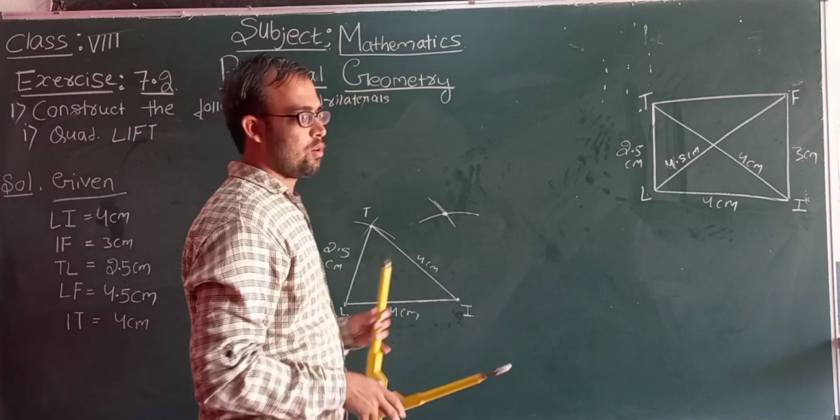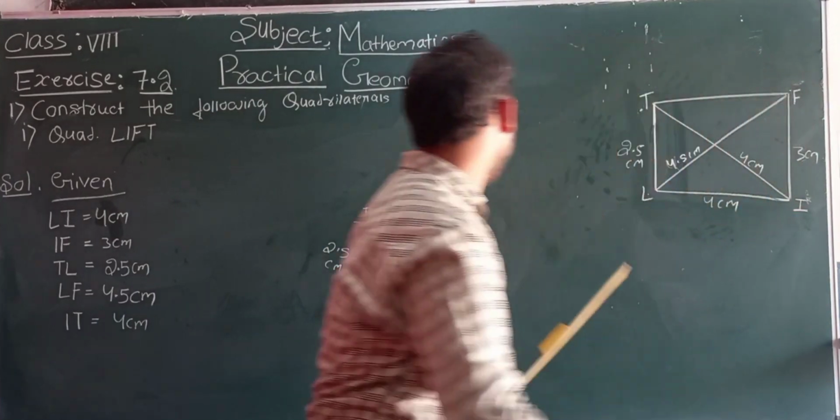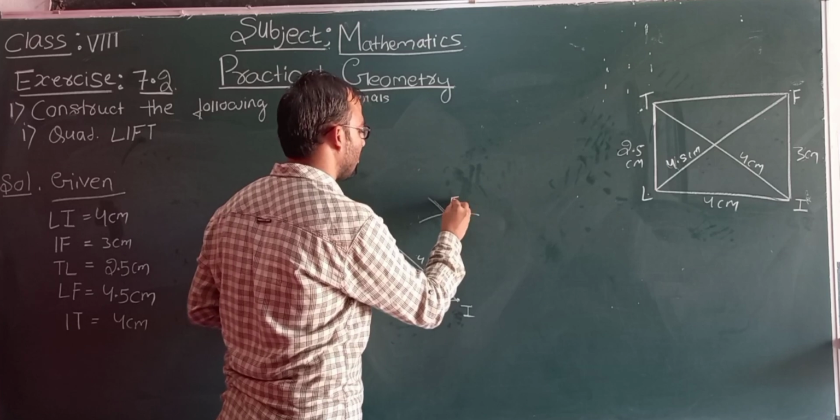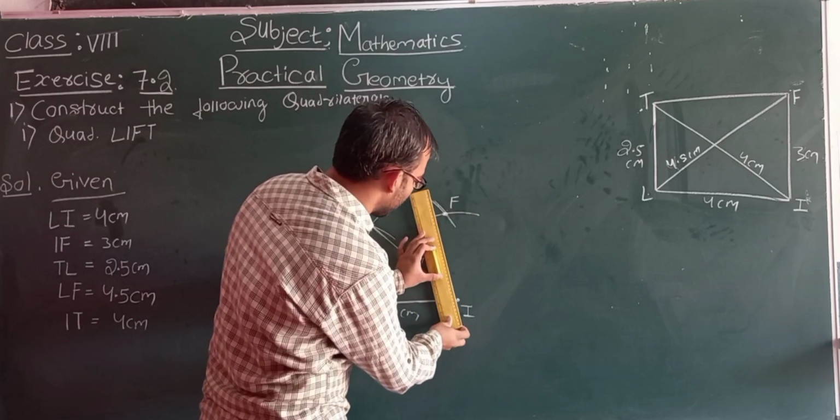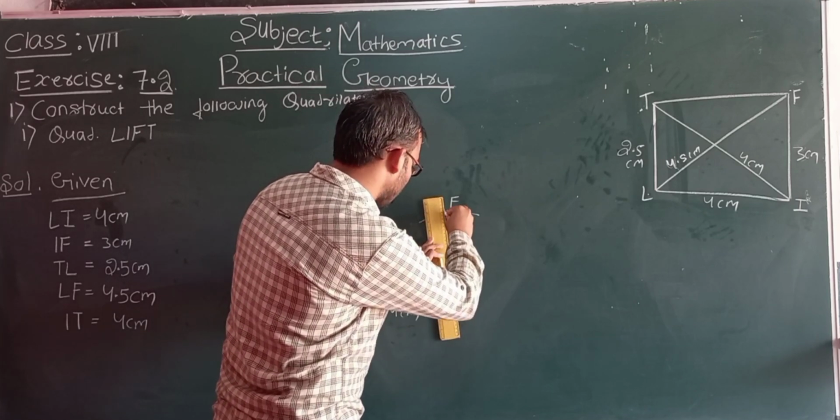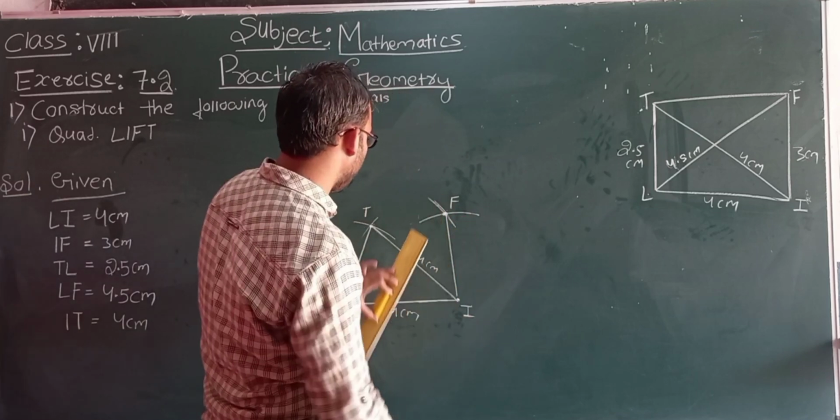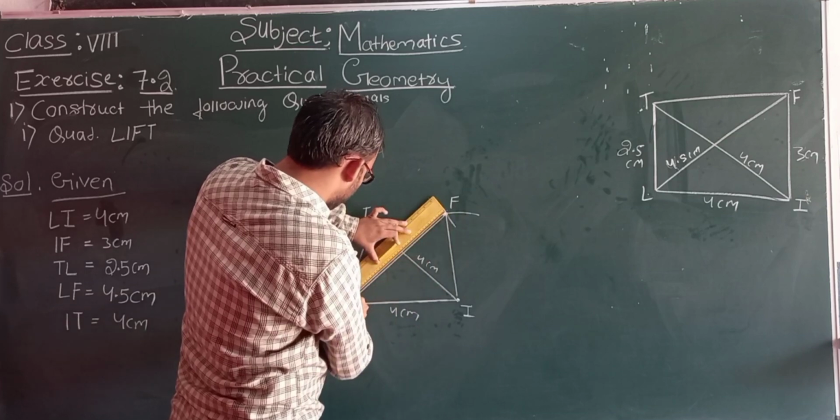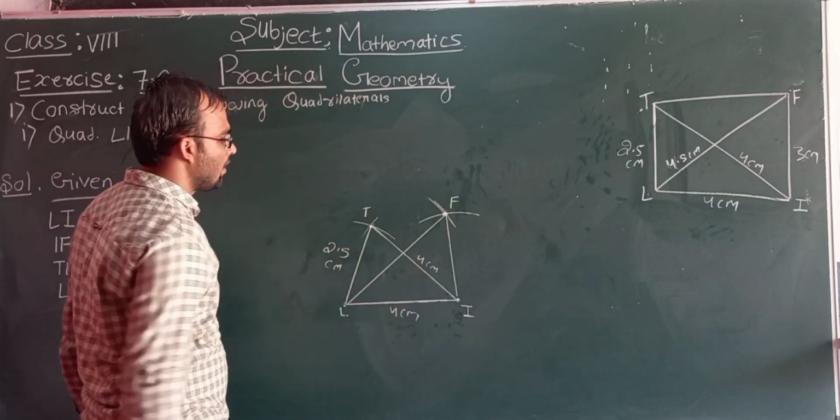Okay, so now what you need to do? Join the point of intersection. Next, this will be F, students. So now join the sides. So this is IF, and LF. So join the sides.